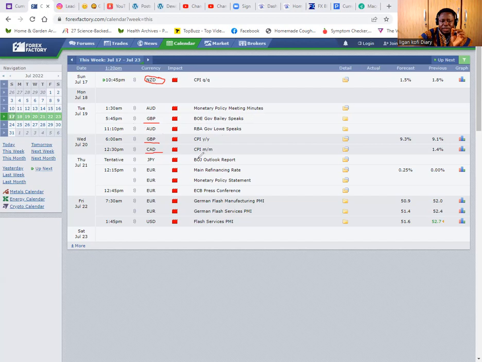And then this is where I want us to take note. On Thursday, Bank of Japan is going to release their financial statement on rates, interest rates.